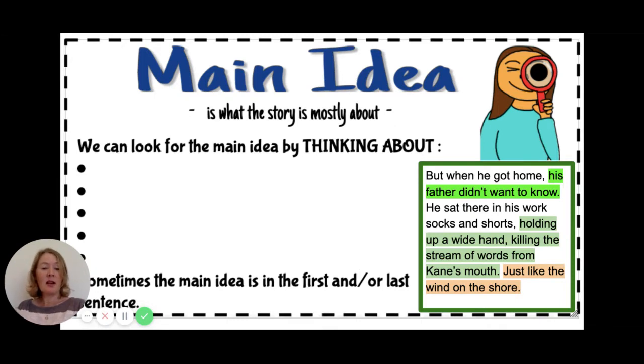Then, can you see the highlighted light green sentence? Holding up a wide hand, killing the stream of words from Cain's mouth. It kind of describes more about how his father did that. He was holding up his hand. I don't want to know. And then there's a link back to a very, very beginning part of the story. Just like the wind on the shore.